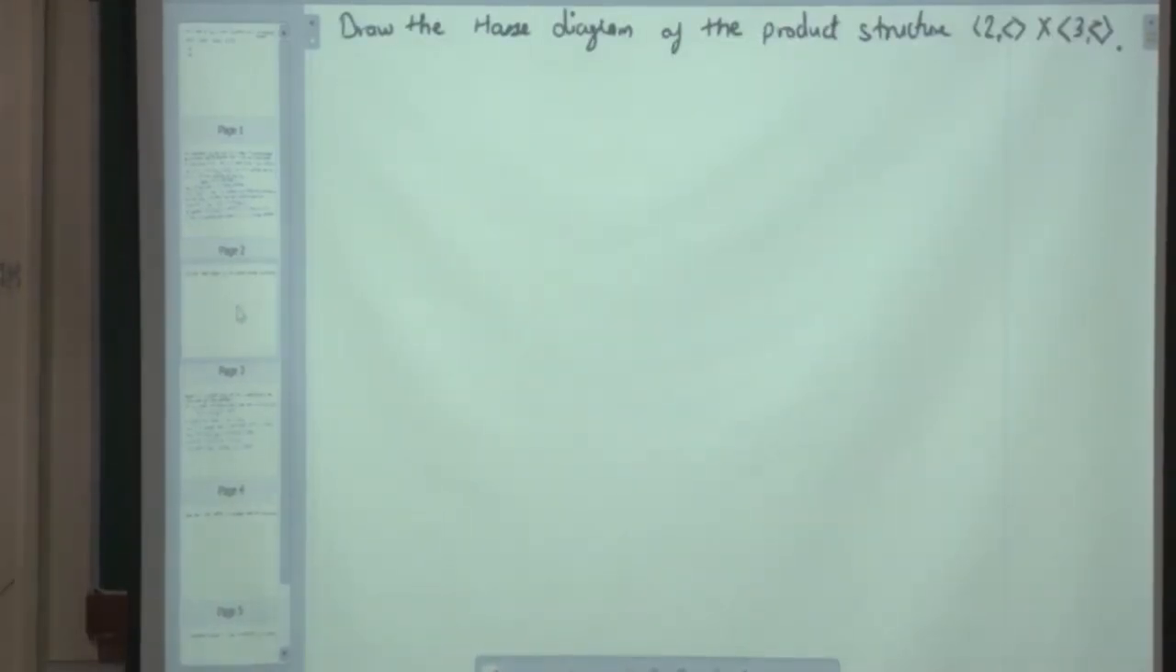Okay, so we have defined the product structure. Just to give you a feel for product structures, I have asked a very simple question here. What is the ordering on 2? What are the elements of 2 first of all? 0 and 1. And 3 is 0, 1 and 2. The ordering is the usual ordering. Now we are supposed to first find the universe of this product structure. How many elements will the universe have? 6 elements. And how are they arranged in the form of a Hasse diagram?